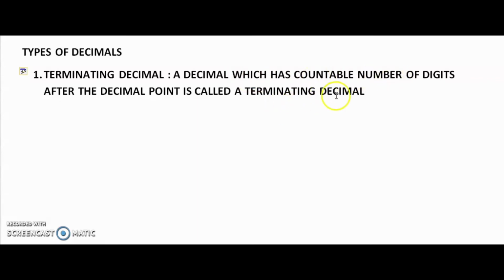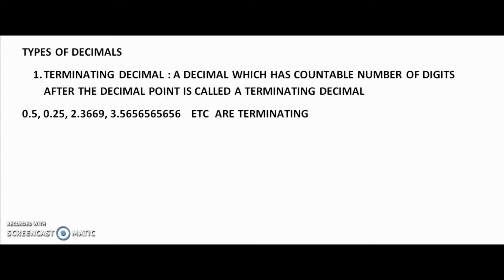Terminating decimals have a countable number of digits after the decimal point, or a finite number of digits, like 0.5, 0.25, 2.3669, 3.56565656, etc. These are a few examples of terminating decimals, as they have a finite number of digits after the decimal point. We can count the number of digits in terminating decimals.